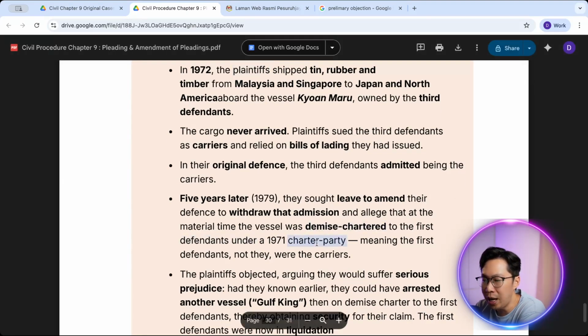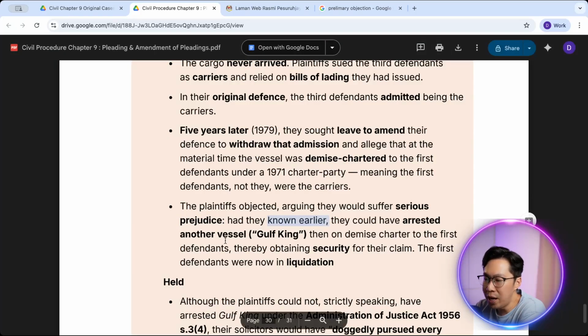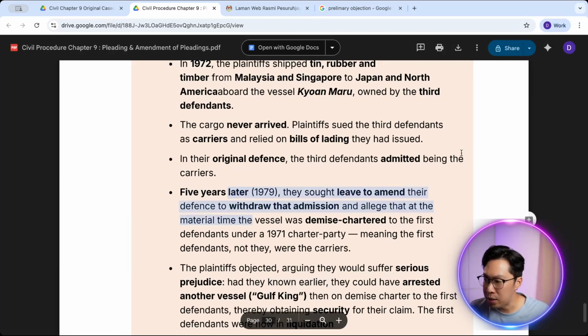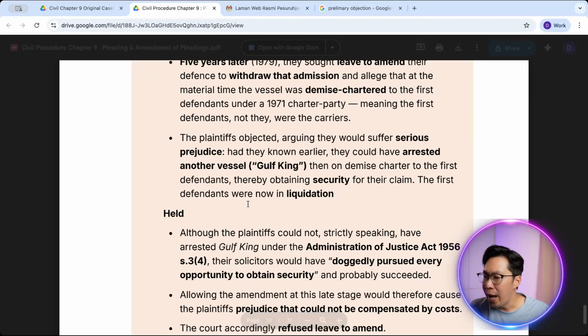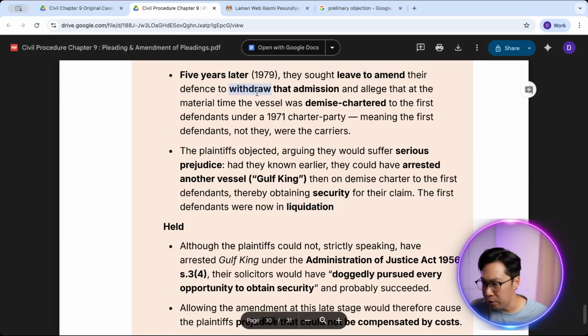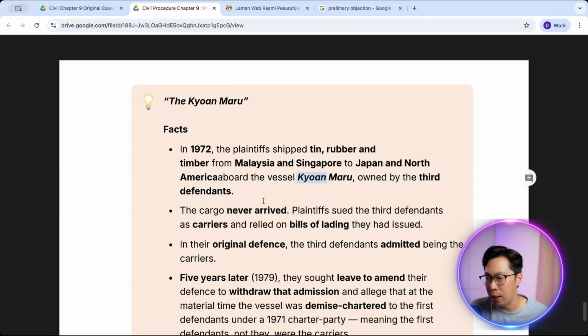He said this one belonged to the first defendant. The plaintiff objected, arguing they would suffer serious prejudice: if they had known, they would have arrested another vessel of the first defendant, thereby obtaining security. The first defendant was now in liquidation. Because five years has passed, if on that particular day you had said that you are not the carrier, it is the first defendant, they would have gone and arrested this Gulf King owned by the first defendant to use as security for their claim, in case they win against the first defendant and have some money to recover. But now five years has passed. The first defendant is already bankrupt. And now the defendant wants to change it to say this Kyon Maru belongs to the first defendant. If allowed to change it, then you are saying I'm not responsible for this late delivery.